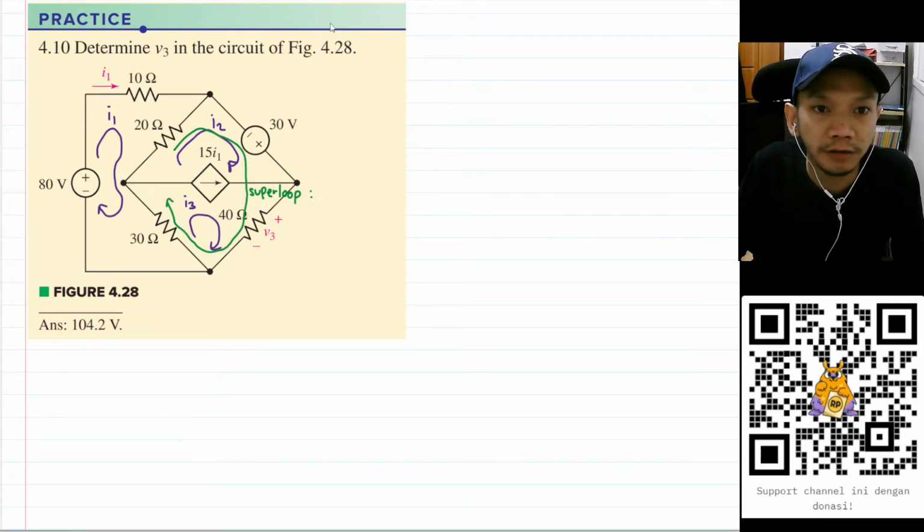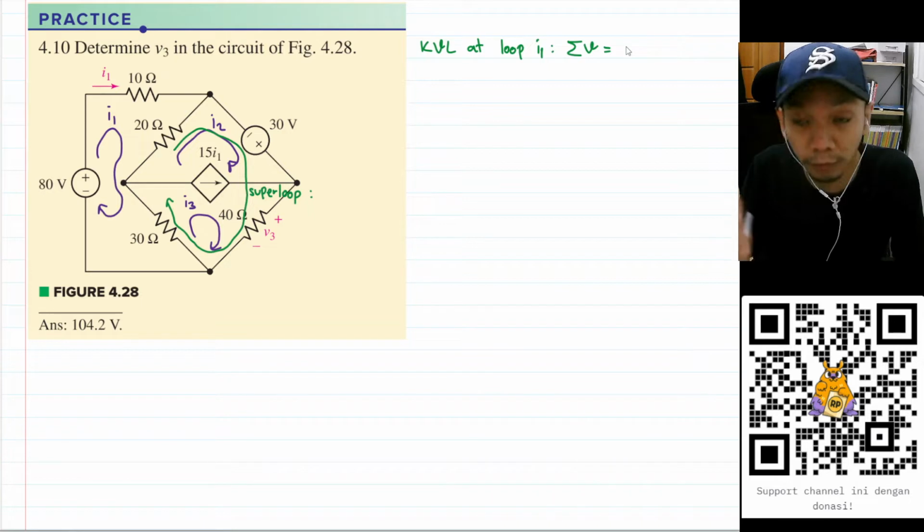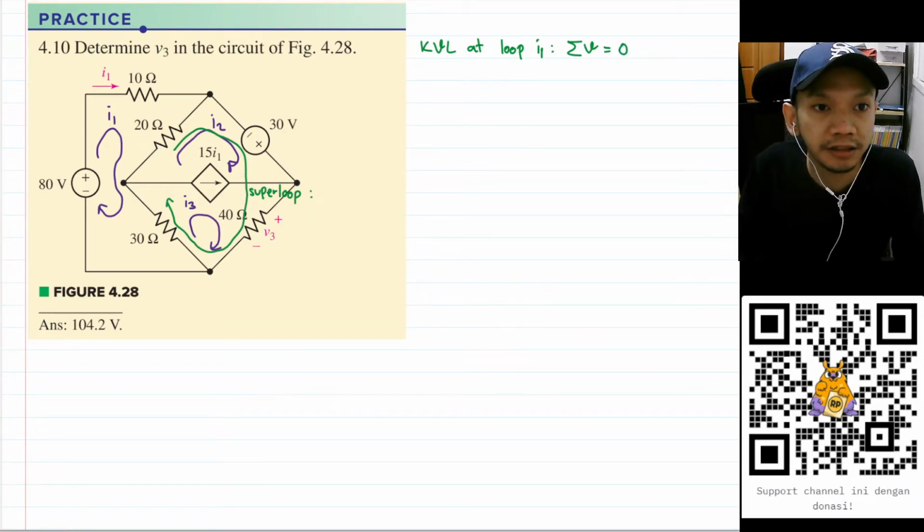Okay, let's do KVL at loop I1. KVL says the sum of voltages will equal 0. The current here passes from the negative polarity to the positive polarity, so the sign will be negative. So I'll have negative 80 volt.